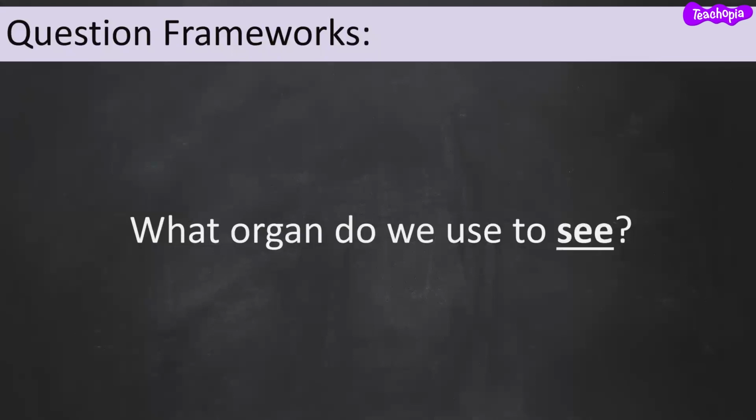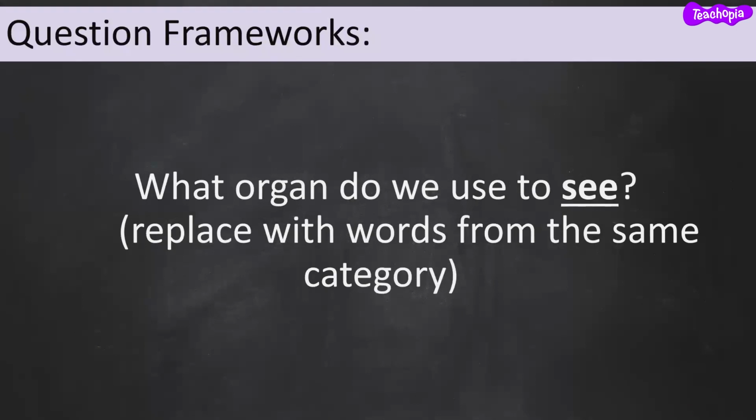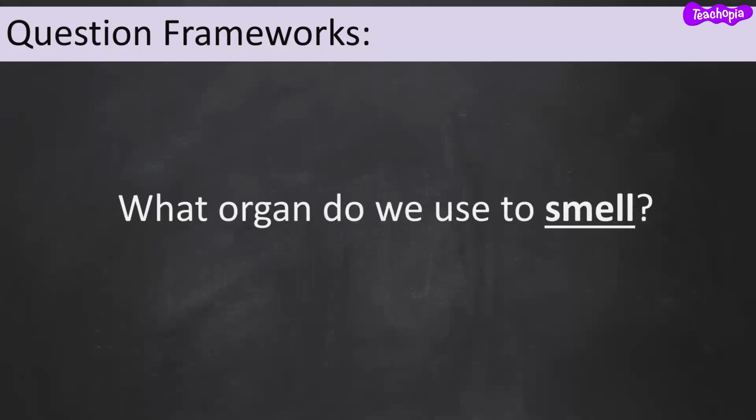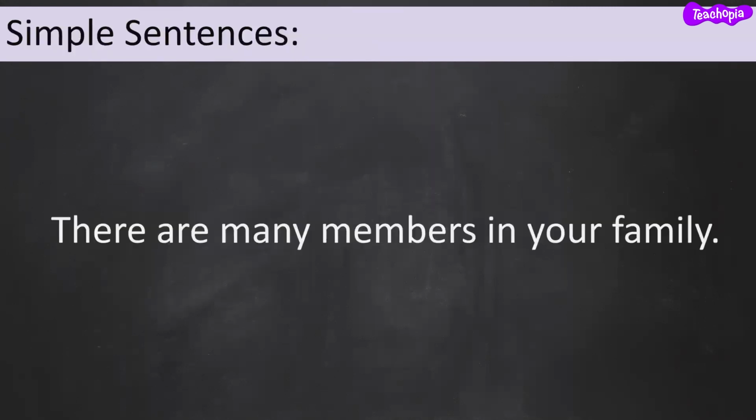But in a question framework, we have a keyword. In this question, the keyword is see, for example. Now, what we can do is we can replace this keyword with similar keywords to make more questions. So what organ do we use to see can be replaced by smell, and we can make it what organ do we use to smell. So in this way, question frameworks help us ask lots of questions in the classroom.